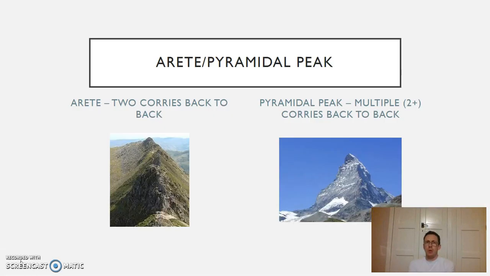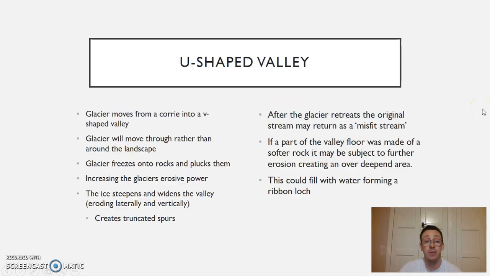Now, moving on, when we talk about arêtes or pyramidal peaks, you must explain a corrie in order to explain either of these. Then for an arête, you're going to add in a line saying that an arête is two corries that are back to back and it forms this knife-edged ridge that we see here. And a pyramidal peak is when you've got multiple, as in more than two, corries forming back to back to back to back, and you get this very pronounced pyramidal triangular peak left in the middle.